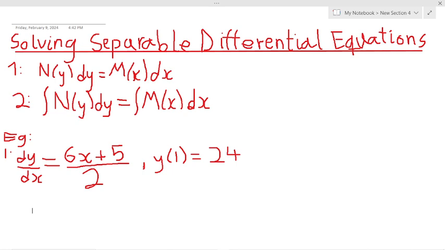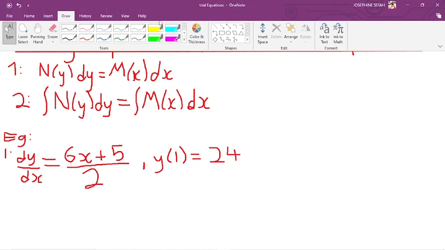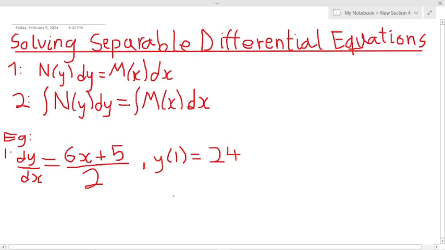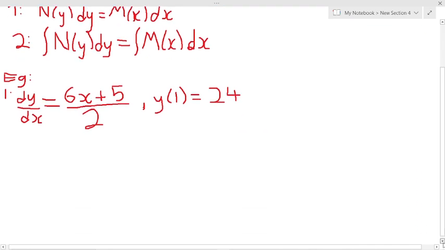Now, like I was saying, the separable method comes with two easy steps. We'll be going through those steps, using this example that we have here.